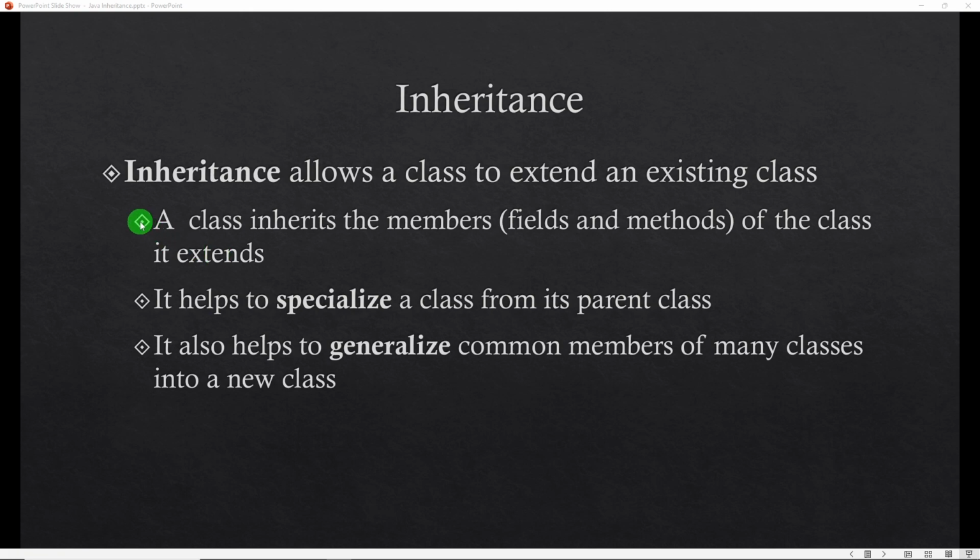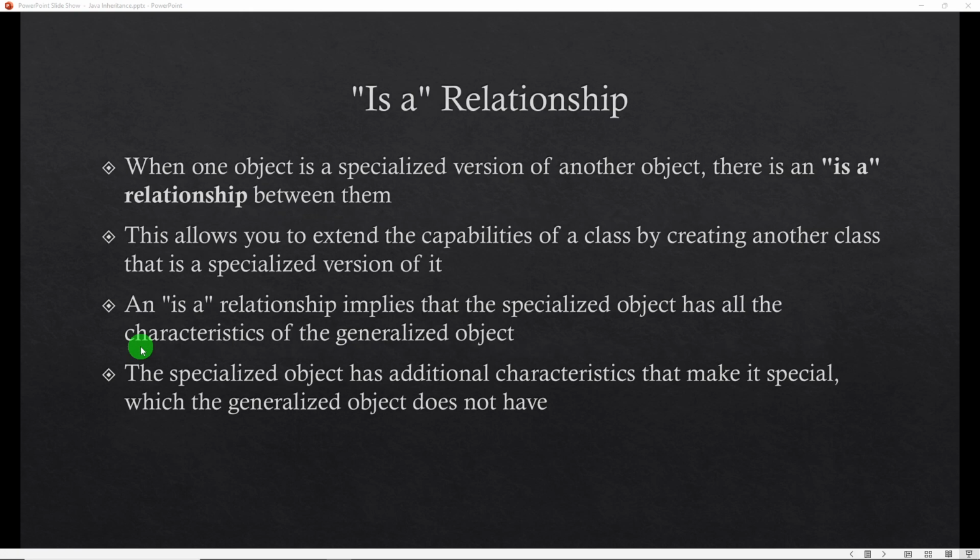We do that so we can create a specialized class from a parent class. So we have a general class and a specialized class. But it also helps us generalize common members of many classes into a new class. When an object is a specialized version of another object, we say that there is an "is a" relationship between those. This allows us to extend the capabilities of a class by creating another specialized version of it.